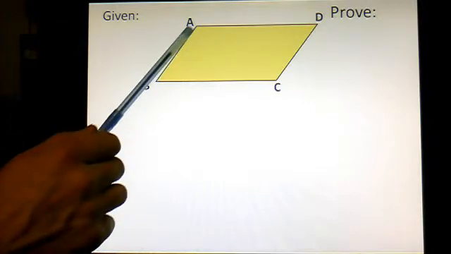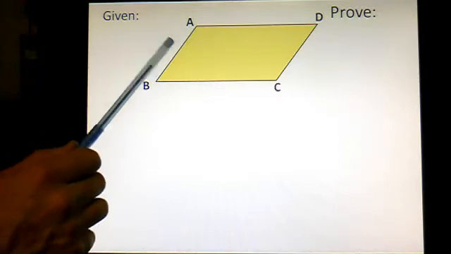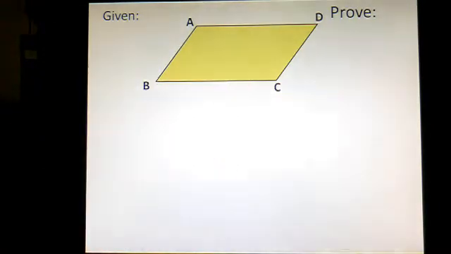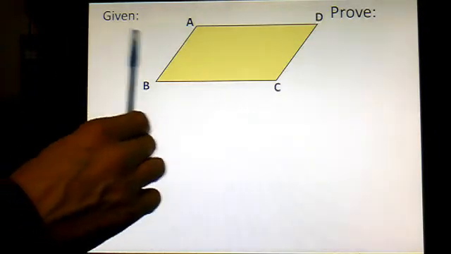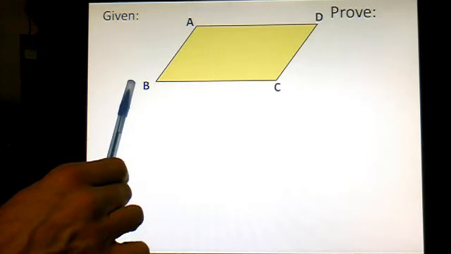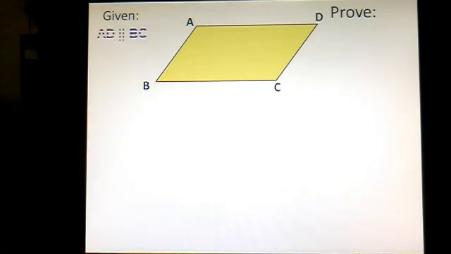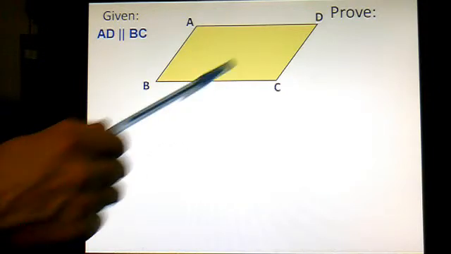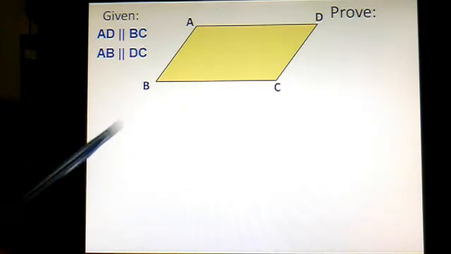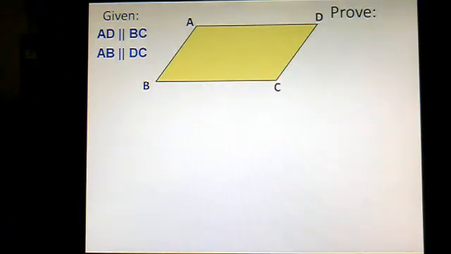So maybe start with just labeling this thing parallelogram ABCD. The given is that it's a parallelogram. And as soon as I say the word parallelogram, hopefully you know something you can write down that's given on here besides the word parallelogram. If I say it's a parallelogram, that means that it's got some parallel sides. Means AD is parallel to BC. That's a given because it's a parallelogram. And of course AB is parallel to DC because it's a parallelogram. So there's our given.